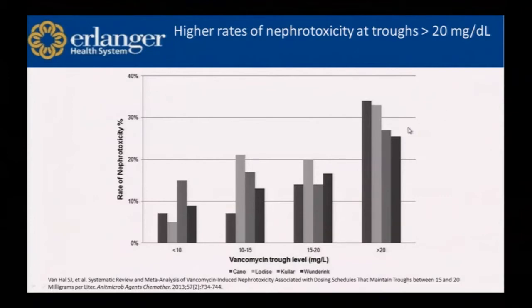As we can see, troughs greater than 20 were associated with the highest percentage of nephrotoxicity risk at greater than 30%, and troughs less than 10 were associated with the lowest risk of nephrotoxicity, less than 15%. The definition of nephrotoxicity is consistent across all studies, and that was defined as an increase in serum creatinine of 0.5 or 50%, which is a commonly established definition of vancomycin-induced nephrotoxicity.